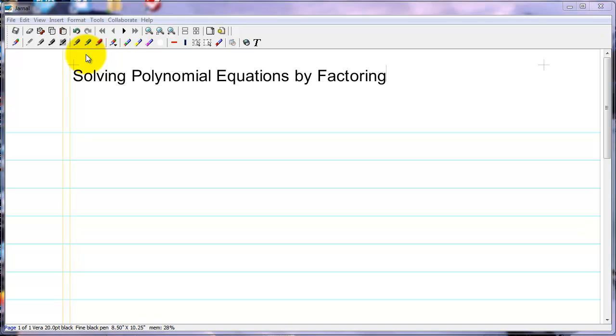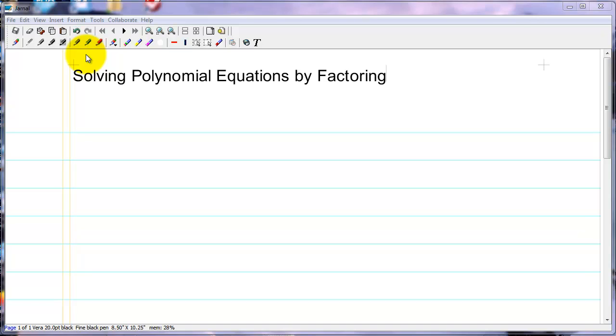In our last lesson we spent a lot of time talking about all the different ways that we can factor quadratics and polynomials, and you might be wondering, why bother? Well, the key reason is that it's going to allow us to solve some fairly complicated equations. So let's get started.